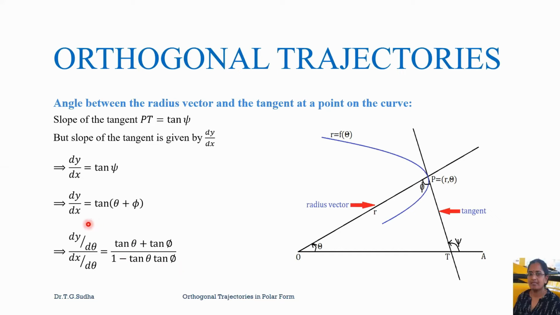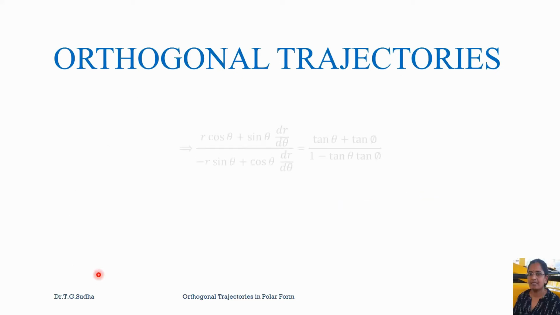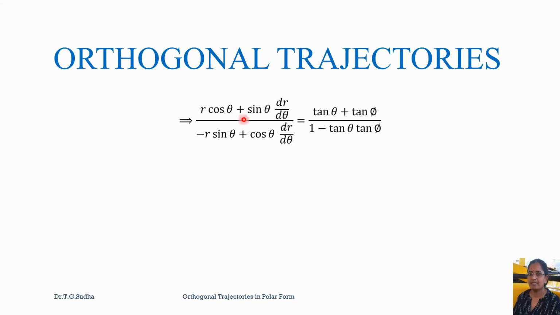Now let us replace dy/d theta and dx/d theta by the derivatives of y with respect to theta and x with respect to theta. And we get (r cos theta plus sin theta into dr/d theta) divided by (minus r sin theta plus cos theta into dr/d theta). And that is equal to (tan theta plus tan phi) divided by (1 minus tan theta into tan phi).